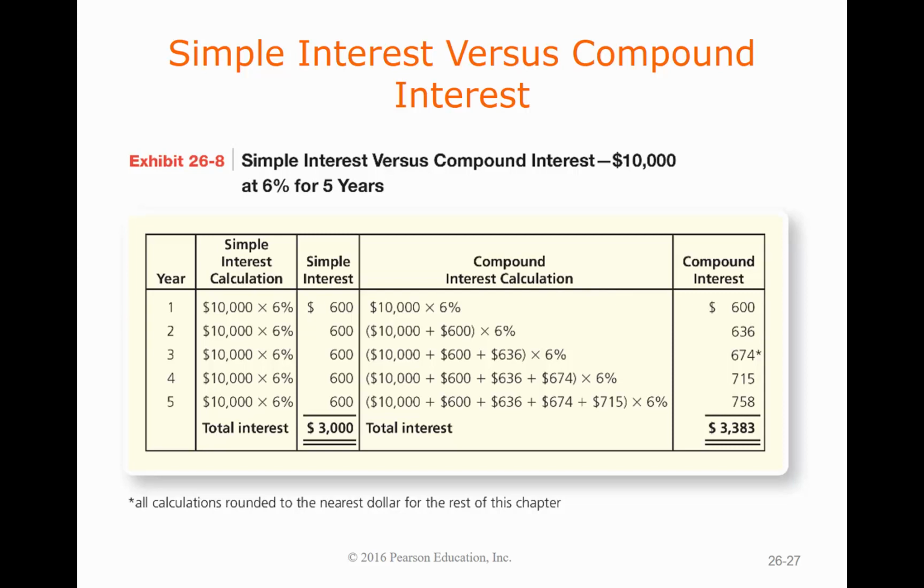With compound interest, in year one, it's $600. In year two, it's $636, and so forth. And at the end, you have $3,383. That makes a pretty big difference, just compounding, right? If you think about it, that is a factor of more than 10% more money than you would have had if you'd done simple interest. So all of the things that we do when we're dealing with time value of money assumes compound interest.